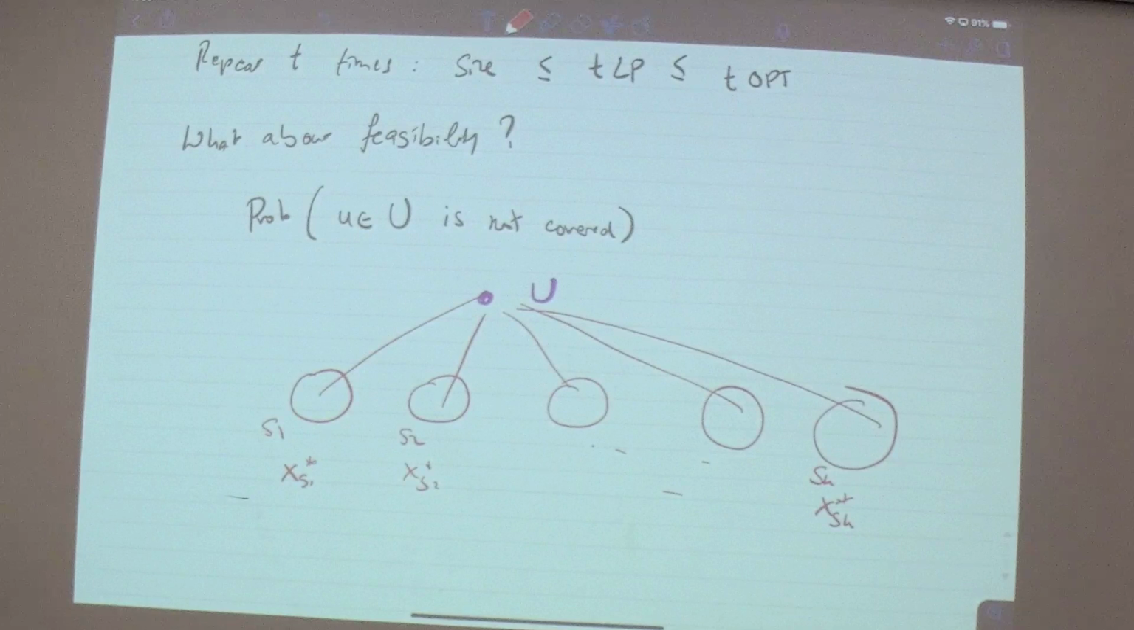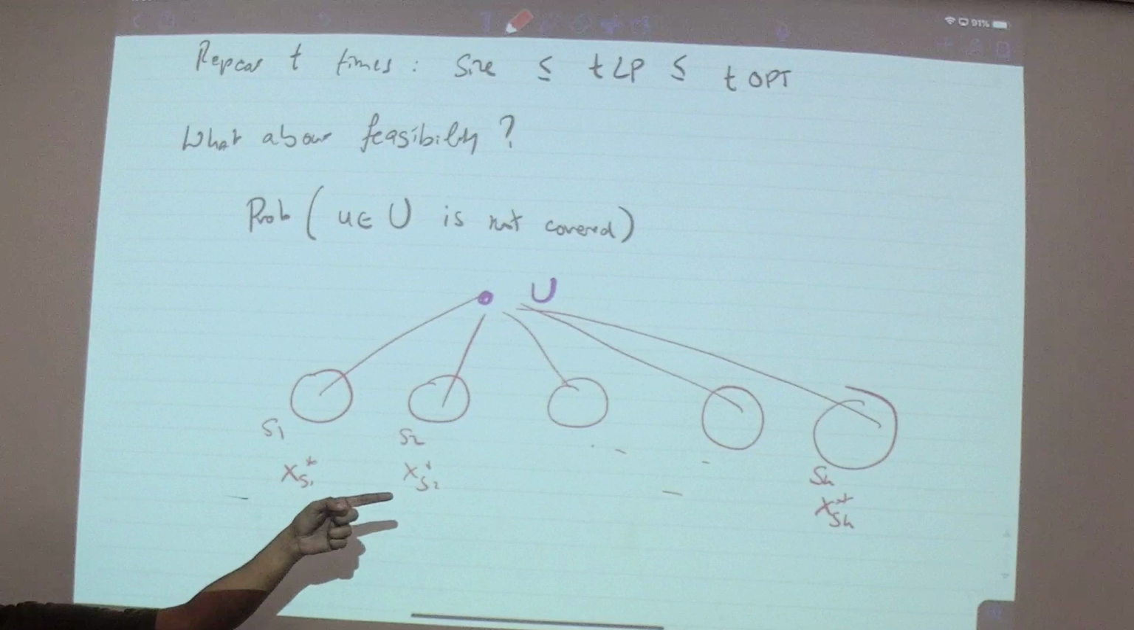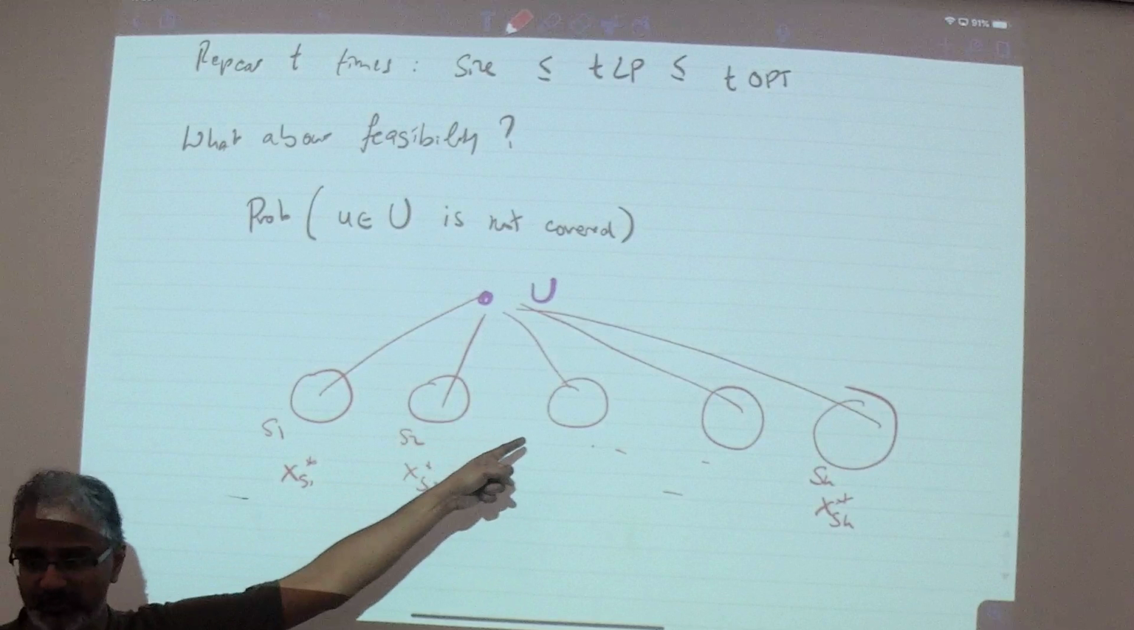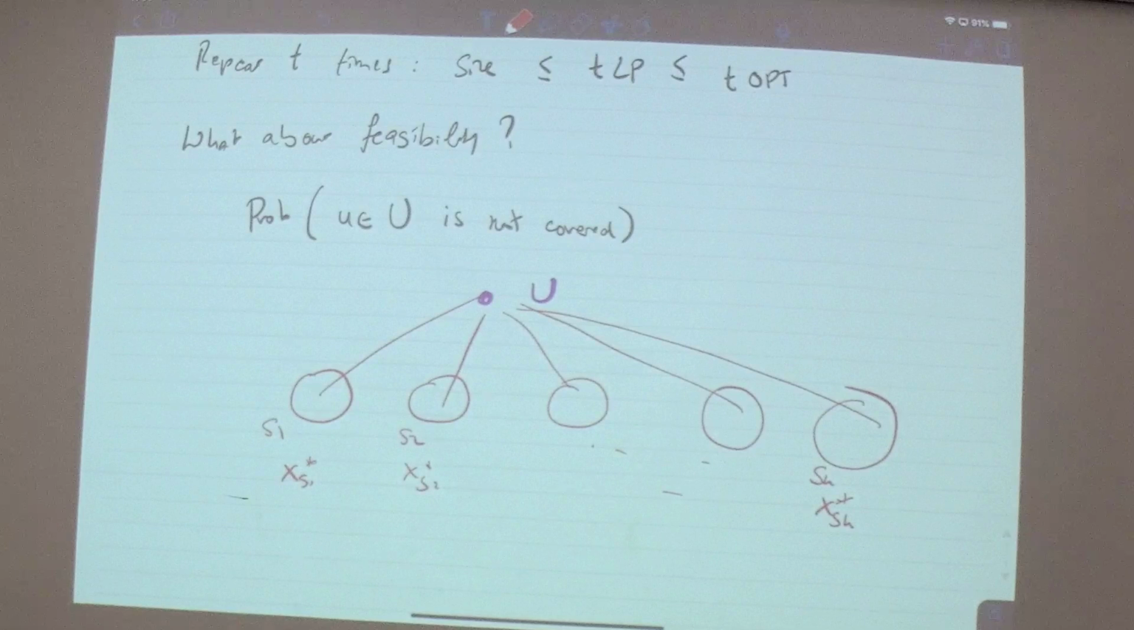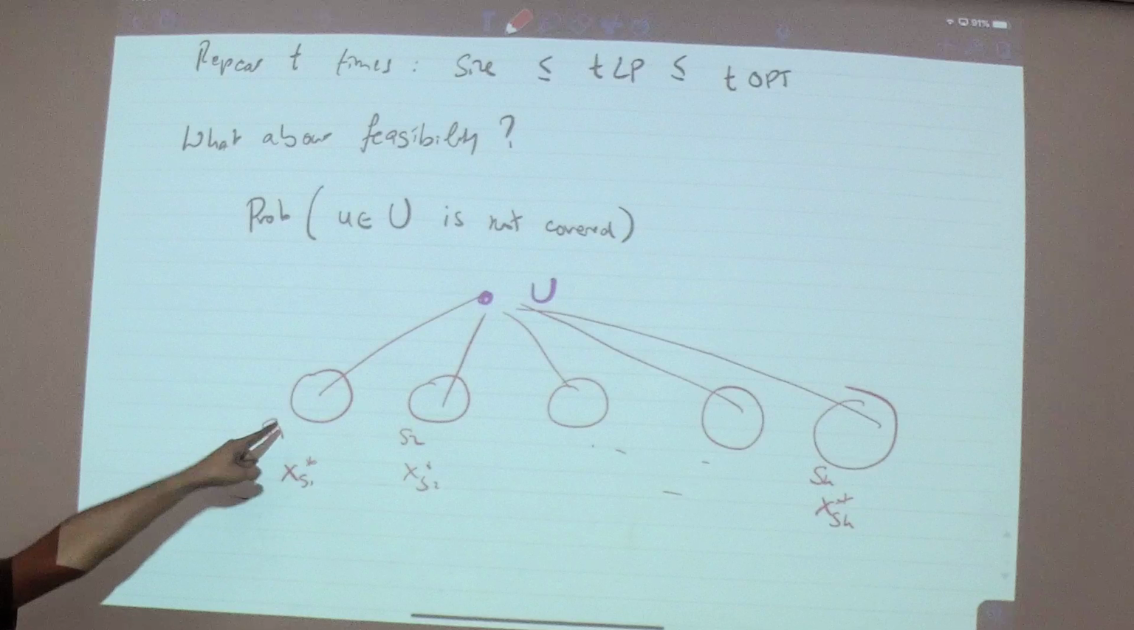The event that u is not covered means I don't pick any of these sets. I don't pick this, and I don't pick this, and I don't pick this. When you hear an "and", what does it mean you need to do? You multiply, as long as they're independent. Are these independent events? Yes, every set is chosen independently, right? Okay, what is the probability that the set is not picked?